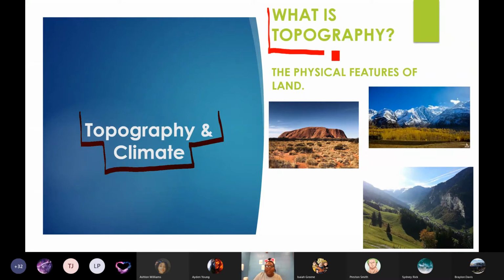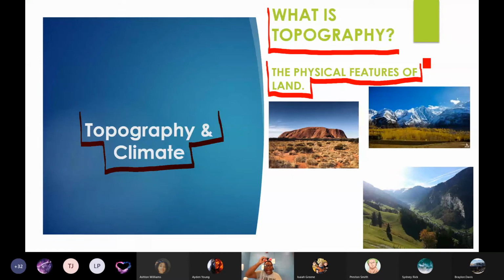In our notes, let's write down the question. What is topography? Topography is the physical features of land. The physical features of land. Just like Miss Neville has physical features, I have black, curly, some gray hair. I have dark brown eyes. I have brown skin. Some of you have the same physical features as me. That's what we can see. A physical feature is what we see from the outside.